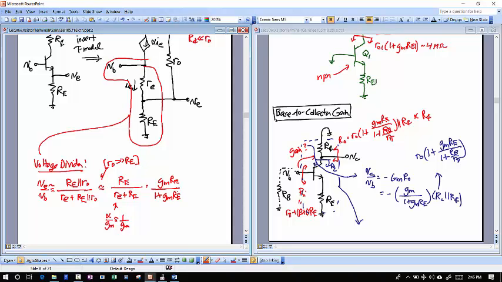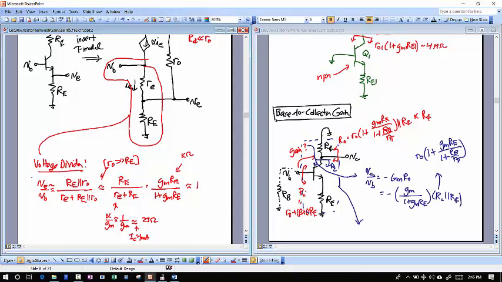What's the value of little re? If I had IC as 1 milliamp, what's that value? 25 ohms. Okay, for RE, if you have RE that's generally in the kilo ohm range, this is just 1. Okay, so this is why this is often called an emitter follower. It just follows the input. It's like a unity gain buffer is what this ends up being.